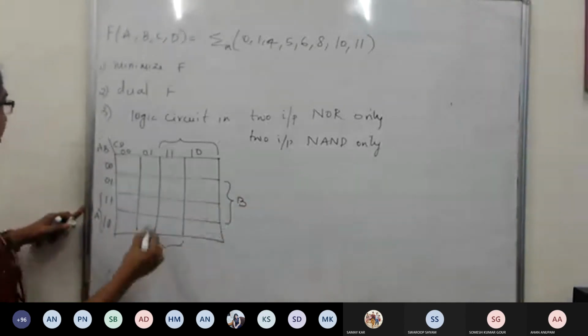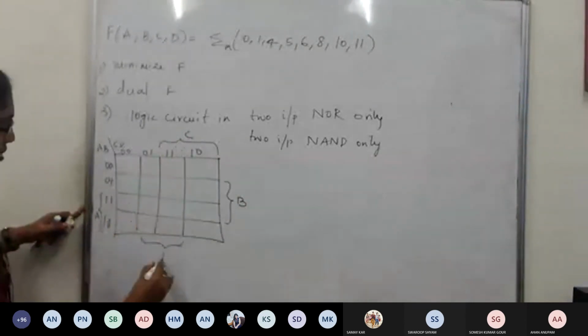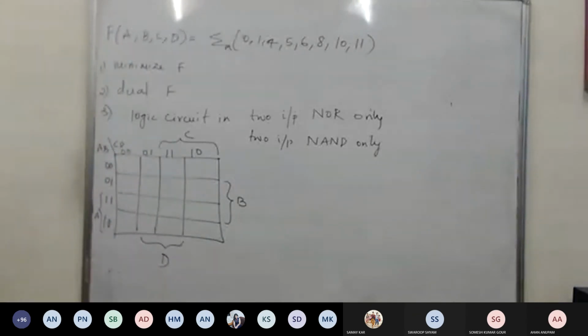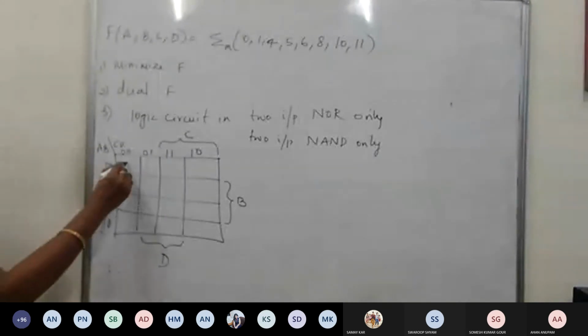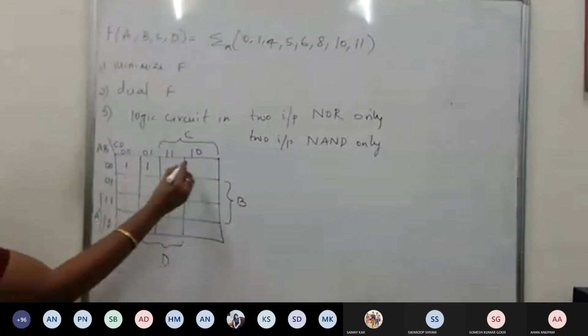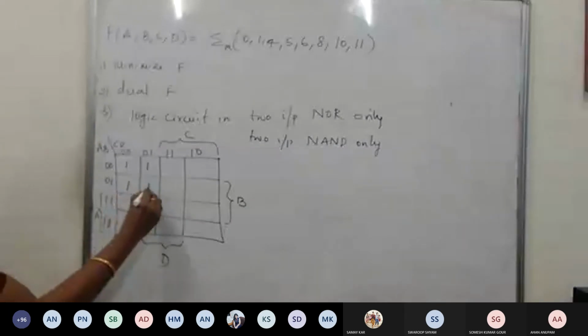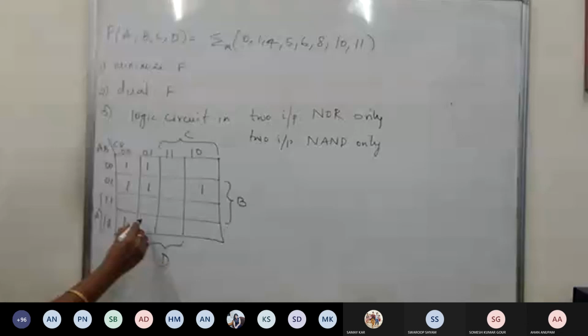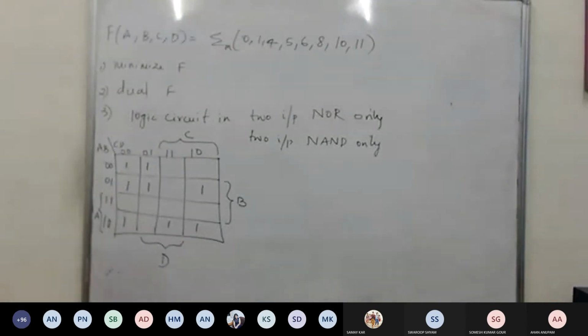I'm not keeping the complement forms in this, just to not look cumbersome, that's why. Otherwise, you can put also 0, 1. So these are the availabilities, correct? Yes, ma'am. Okay, now start working out.